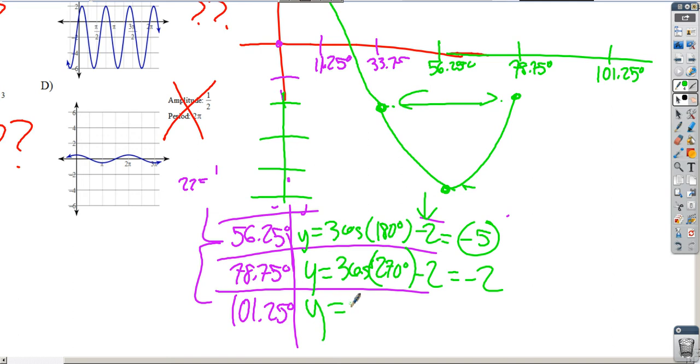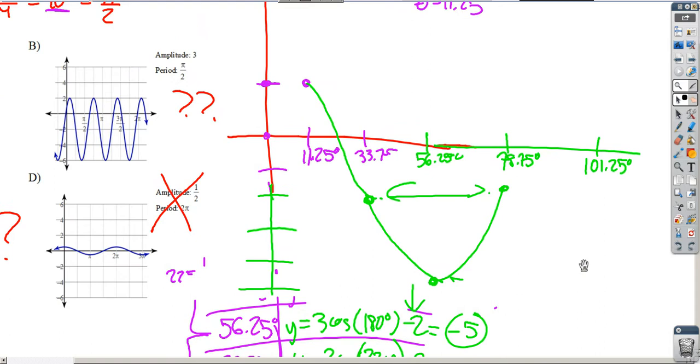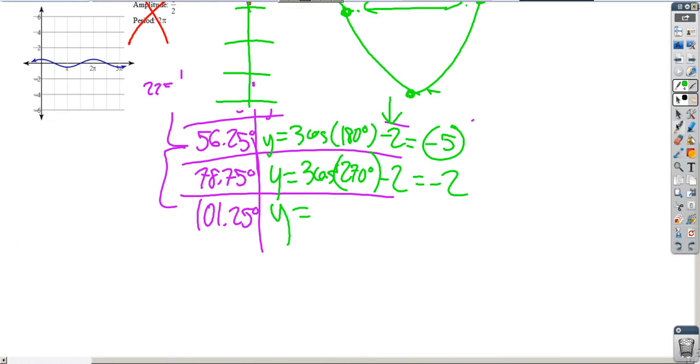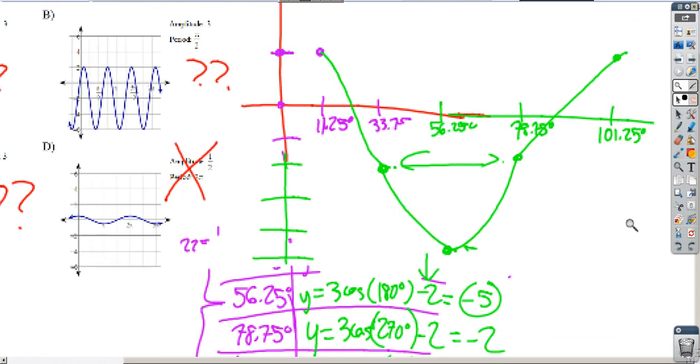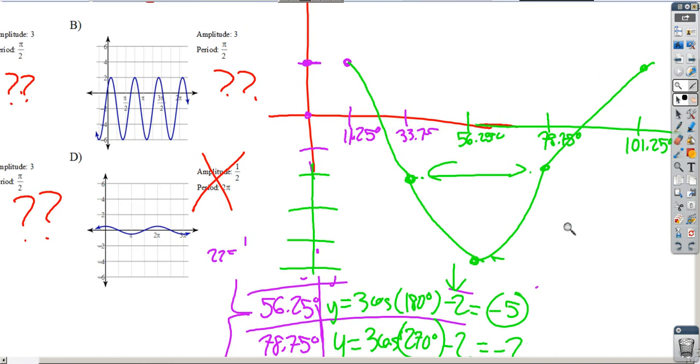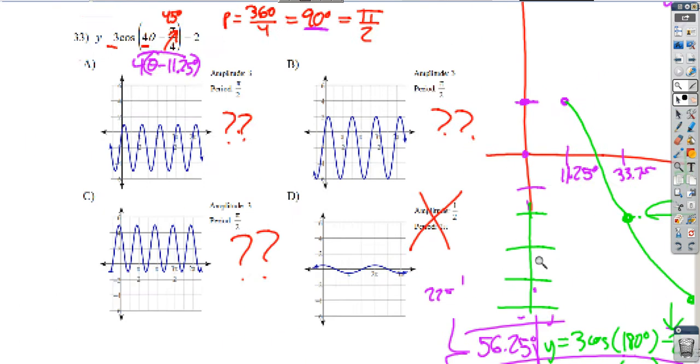I erased it, but we started up at a peak of 1. So this last one, when you plug it in, you get 3 cosine 360 minus 2. This whole thing is equal to 3, and 3 minus 2 does equal 1. So we're back up where we started. That is a complete period. Now here's the tricky part, which is actually finding this graph over here, because our graph only goes through one period. They go through several. So let's see where it goes.